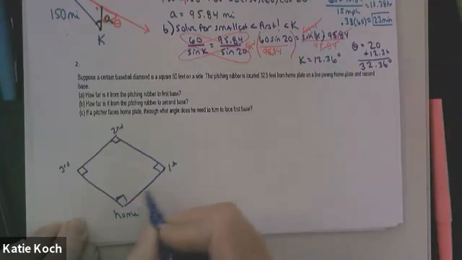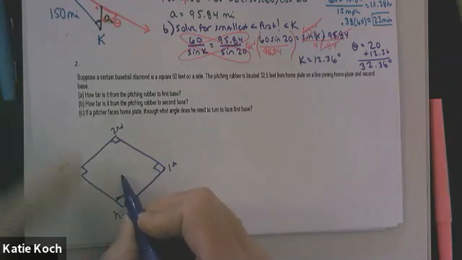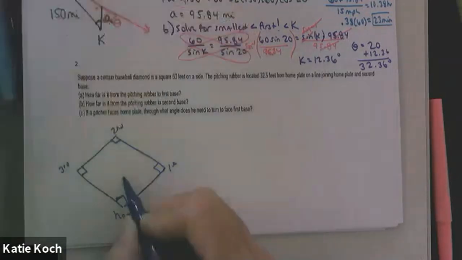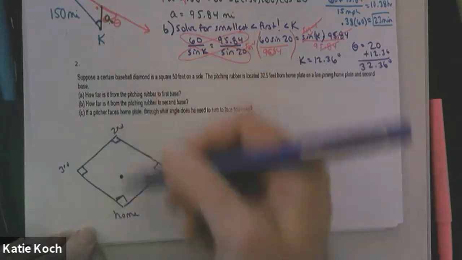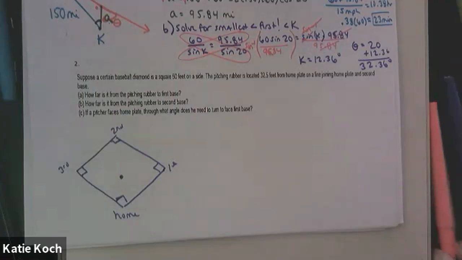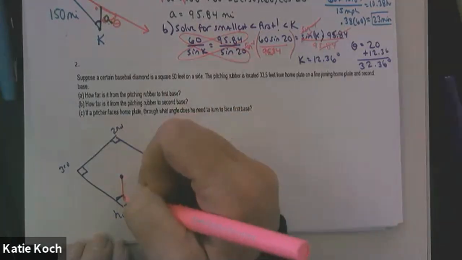Okay, and then there's a pitcher's mound. This one says the pitching rubber is located 32.5 feet from home plate. So that's along this line between home plate and second base. So I'm going to label that as 32.5.